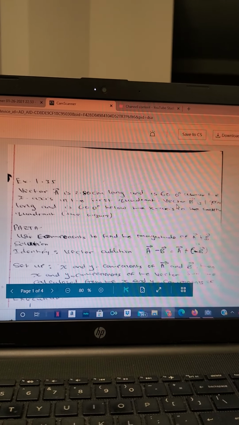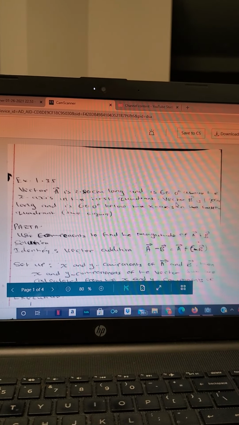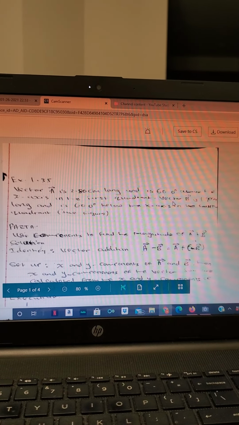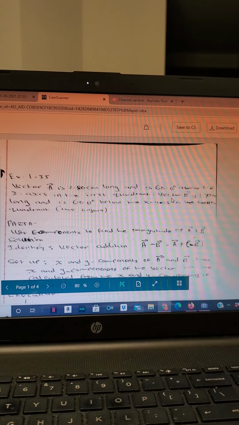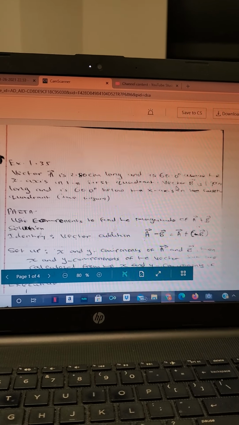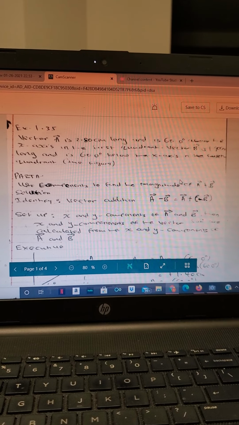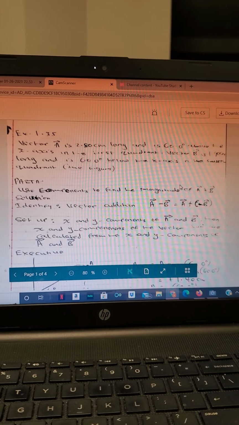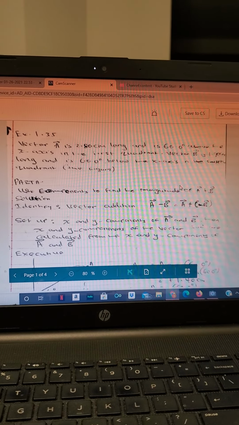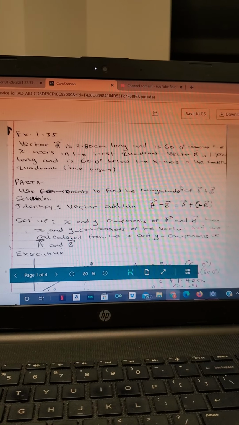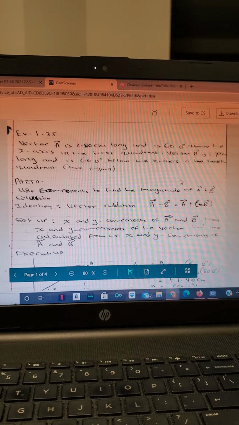I've been given vector A as 2.8 centimeters long and it is 60 degrees above the x-axis in the first quadrant, and I also have vector B that is 1.9 centimeters long and is 60 degrees below the x-axis in the fourth quadrant.